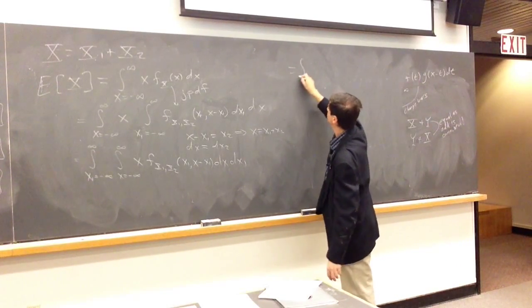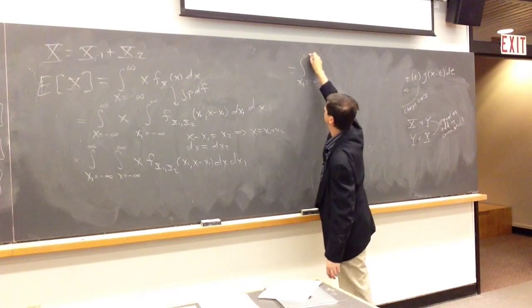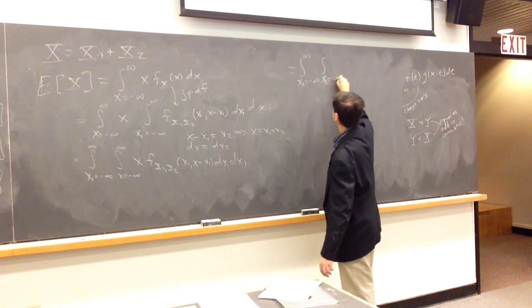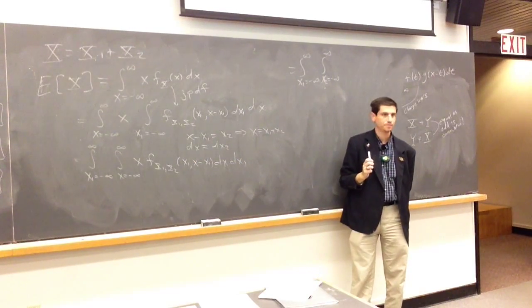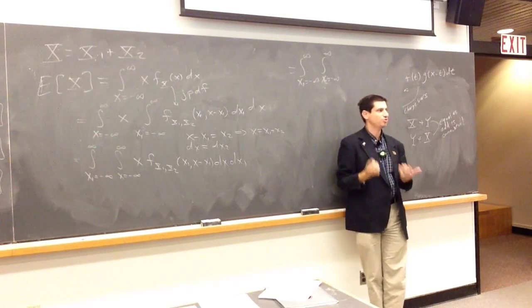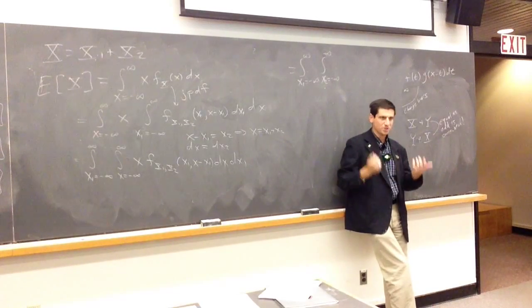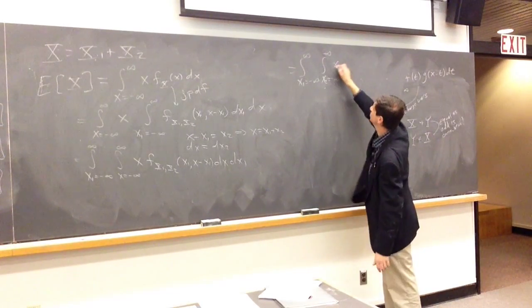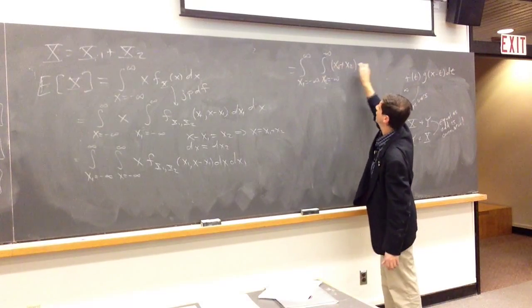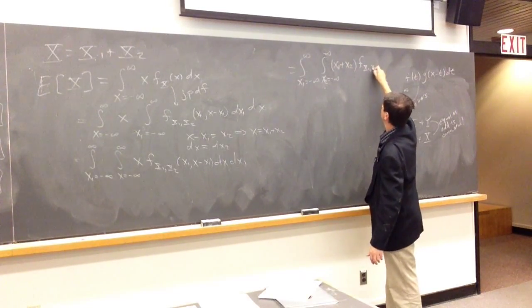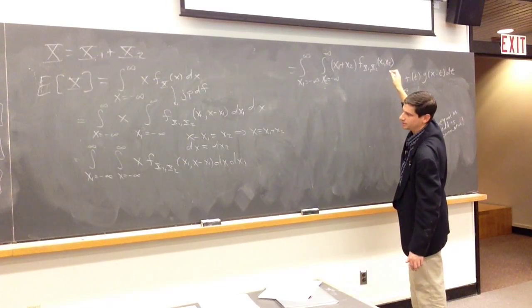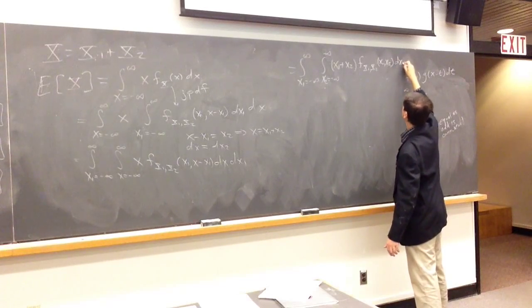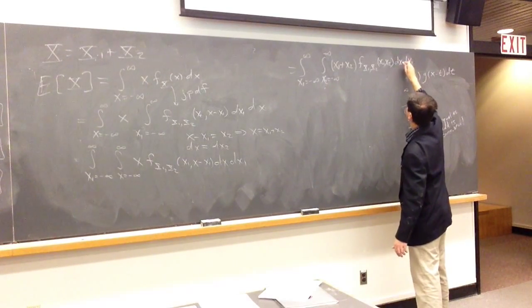So this is going to equal the integral x1 goes from minus infinity to infinity, the integral x2 goes from minus infinity to infinity. What does x equal? x1 plus x2, which is exactly what we're trying to get. We're trying to get the expected value of x1 plus x2. We now have an x1 plus x2. This is a good sign. And now we have f(x1, x2)(x1, x2) dx2 dx1. Okay?